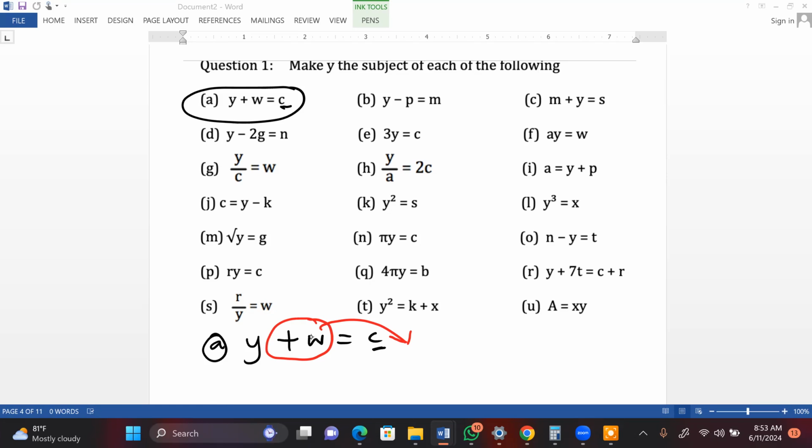You get it. So this plus W, when it crosses over, therefore Y will then be, because C is the first letter we have immediately after the equation sign, it will still be C. Then this W will go to the back as minus W. So this will become the answer. We have made Y the subject of formula in this case.